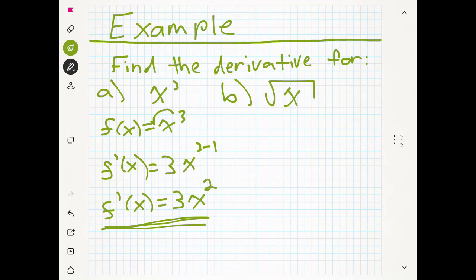Now let's move on to something a little bit trickier. The square root of x. Let's find the derivative of that. Now, you may not know, this is part of your exponents unit that you might have taken. You can represent a square root using exponents, and the way you do it is like this. So the square root of x turns out to be x to the power of 1/2.